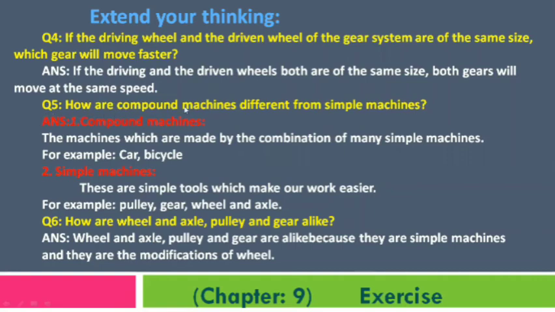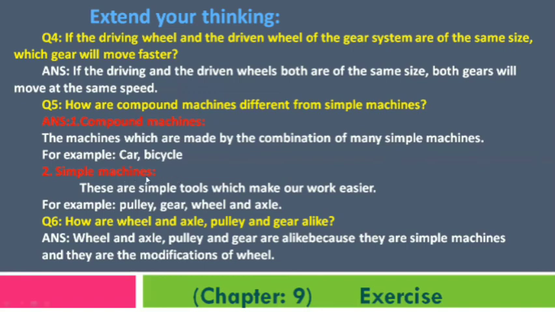The next question: how are compound machines different from simple machines? We know compound machines are also called complex machines. These are made by the combination of so many simple machines, like a car, a bicycle, a motorbike, and washing machines which are present in our homes. They are made up of a lot of gears, wheel and axle, and like we use pulleys sometimes in cranes, and gears, and lots of things are there.